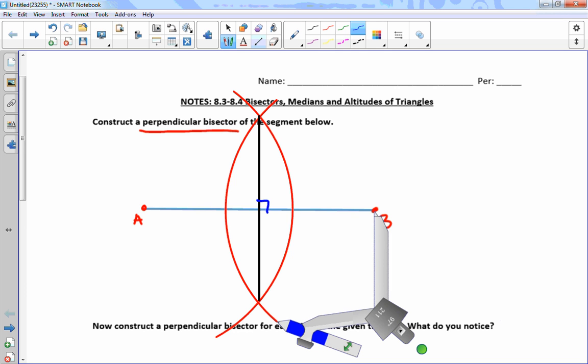And we've also done two things. We found the perpendicular bisector, which means we also found this point right here, the midpoint. So AC is congruent to CB, so I put those little tick marks. AC is congruent to CB.